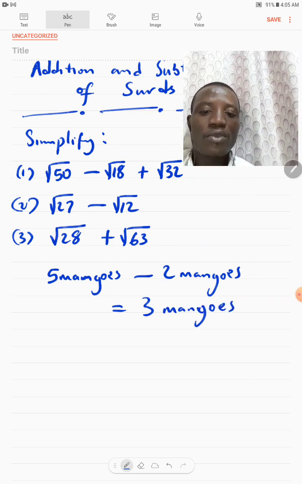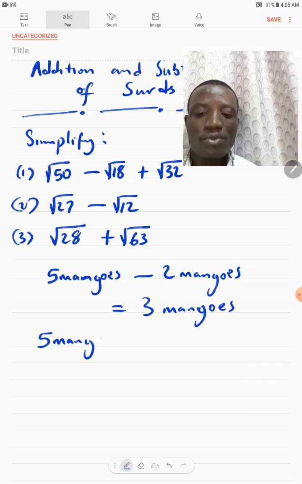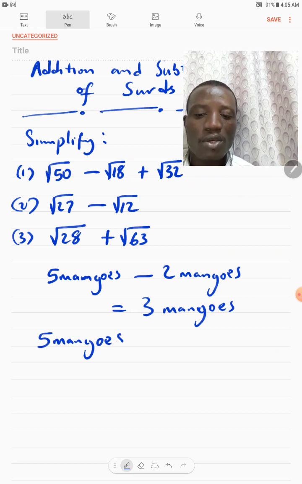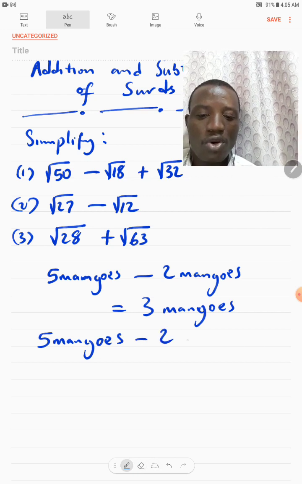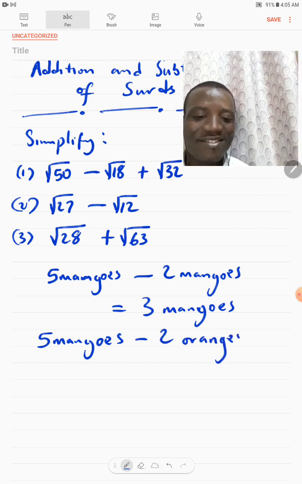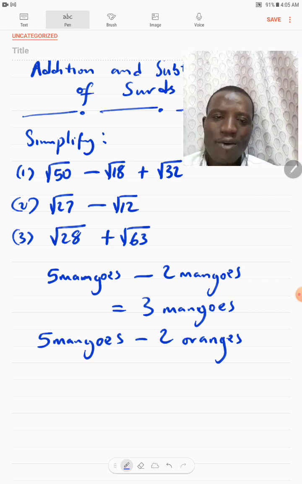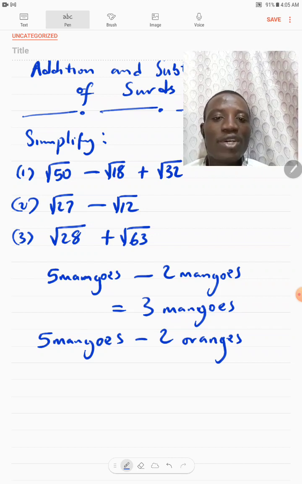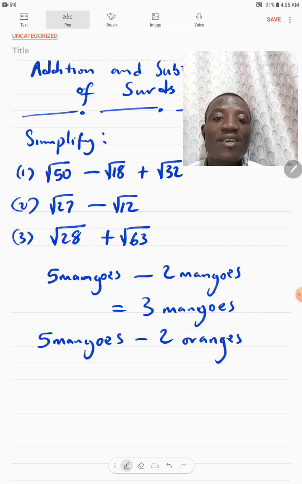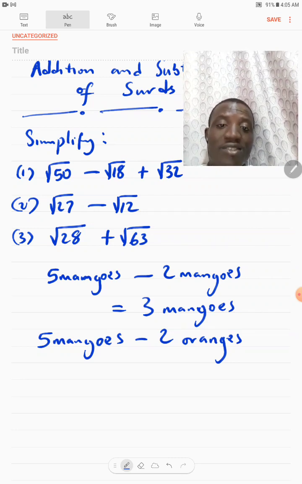Okay, but think about this. What if we have 5 mangoes minus 2 oranges? All right, can you subtract this? 5 mangoes minus 2 oranges. Of course, you can't subtract this because mangoes and oranges are not the same. So you can't take away oranges from mangoes. So your answer will remain 5 mangoes minus 2 oranges. It will remain like that.